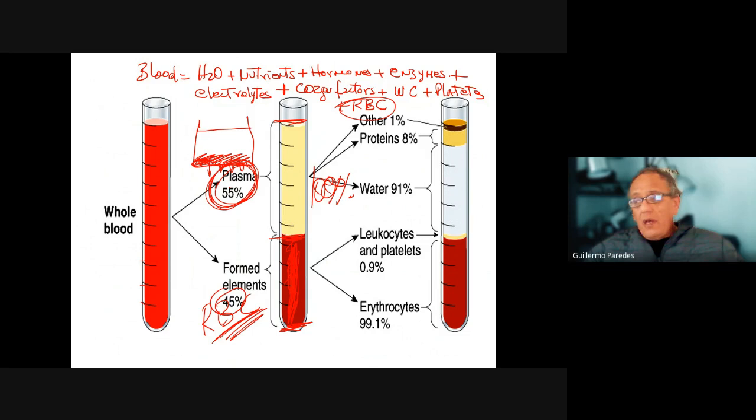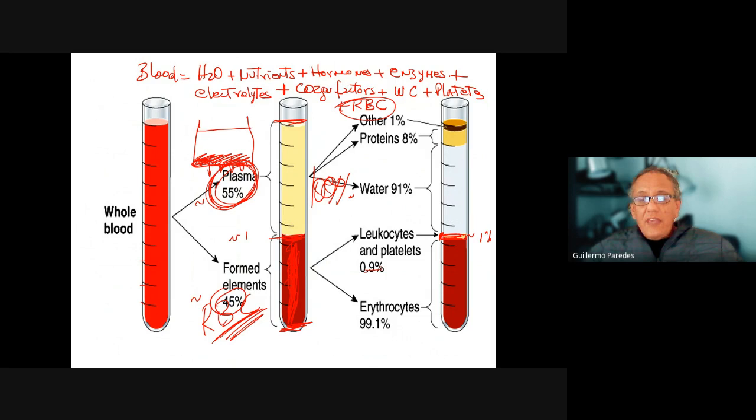Okay? All right. So now, here we have about 55%, a number that you need to remember for the exam. 45% are the red blood cells, but there is 1%. That's why I put approximately 1%. This 1% is going to be in between the plasma and the red blood cells. So this is about 1%. See, they put 0.9%. It is about 1%.